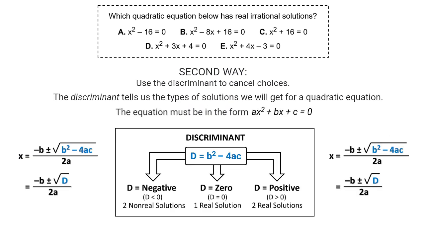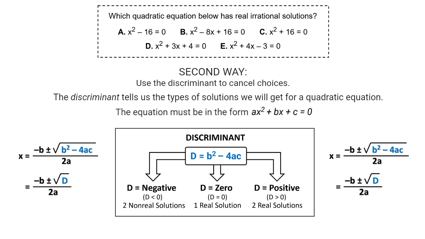Now, the second way to solve this problem is to use an expression called the discriminant. It's actually the expression that's inside of the square root when you do the quadratic formula. It's equal to b squared minus 4ac. And it tells you the type of solutions you can expect. If it comes out negative, you're going to have two non-real or imaginary solutions. If it comes out equal to 0, you're going to have one real solution. And if it comes out positive, you're going to end up with two real solutions.